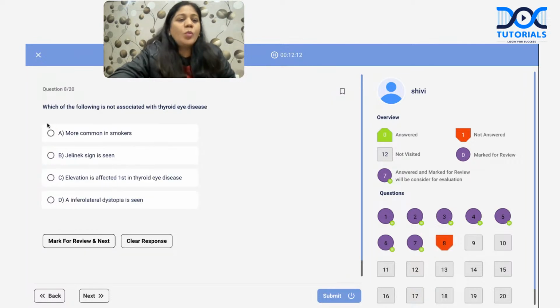Okay. So now, what is not associated with thyroid eye disease? More common with smokers.